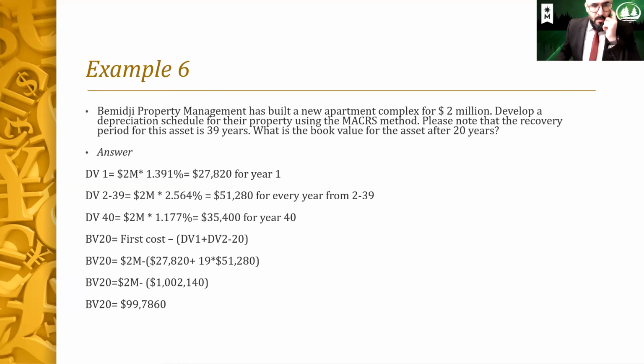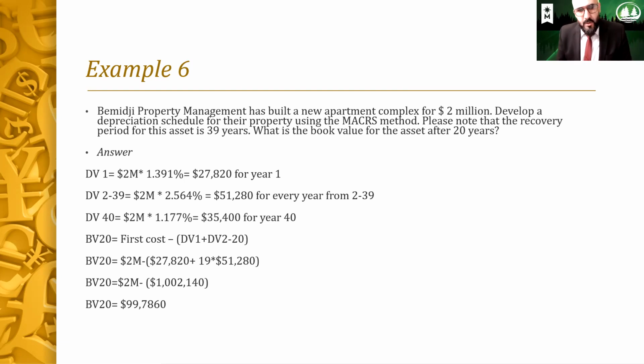All right, so what we need to do is build the depreciation table showing the book value. So on year 1, the depreciation value by the end of the year would be $2 million, that's how much the apartment complex cost them, times the 1.391%. So the value of the asset will decrease by 27,820 after year 1.